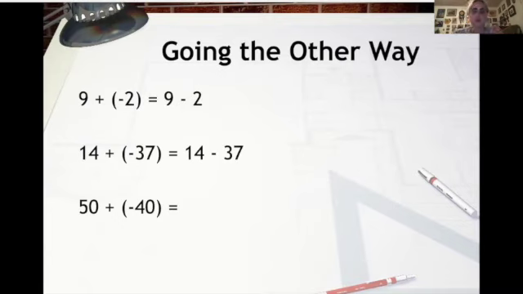Going the other way, we have 9 plus -2 is going to equal 9 minus 2. So we're changing that sign. So 14 minus 37, let's go ahead and look at that. Last one, 50, it would be minus 40. So we're going the other way.